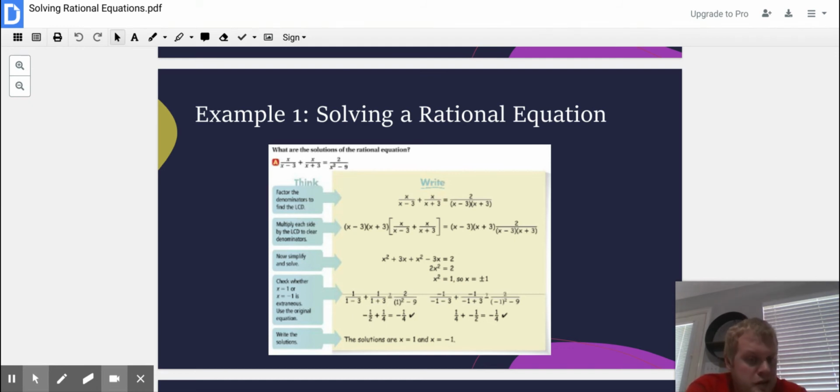Then we go back. Since these are my two answers here, I'm going to go back and plug plus or minus 1 back into my original equations over here and see if they check out. So as we can see here, here's positive 1.